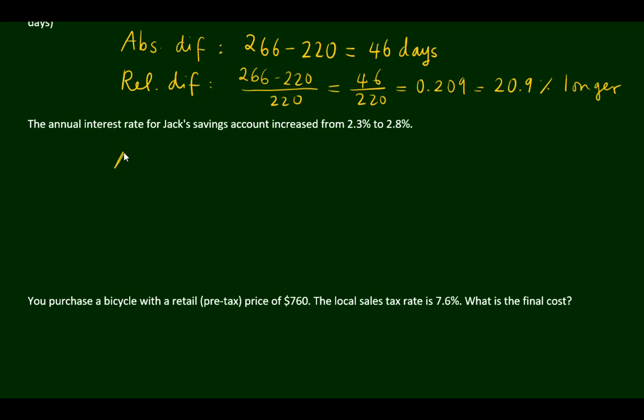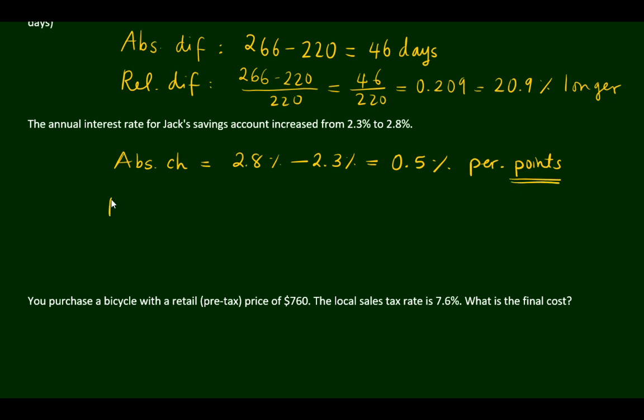Now in this case, if you look at the absolute change, we can just say absolute change. You have 2.8% minus 2.3%, which is 0.5%. We just call that percentage points, because your unit is the percentage points. The percentage is just your unit. So that's why you call it percentage points.